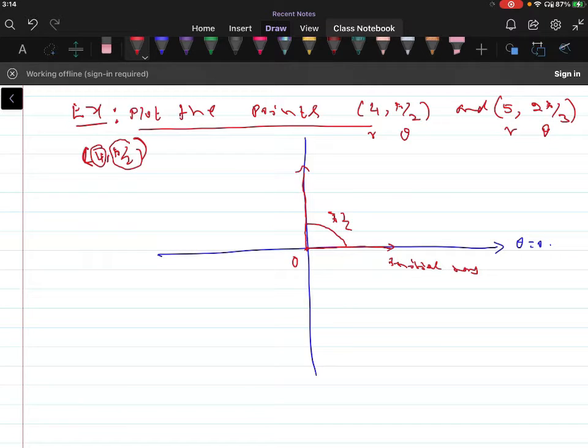The radius is 4 units. So mark the point r equal to 4 from the origin, 4 units along the ray theta equal to pi by 2. So this point is r equal to 4, that is (4, pi by 2). This is the position of the polar coordinate point (4, pi by 2).